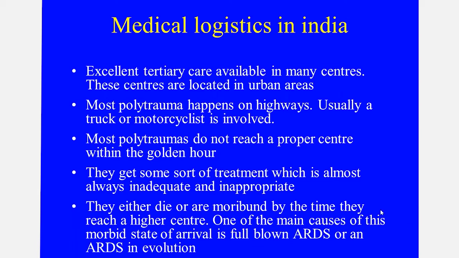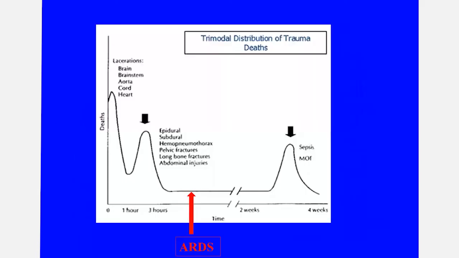But most of the polytraumas do not reach a proper center within the golden hour. They get some kind of treatment, but very often this treatment is either inadequate or inappropriate. So some of them, if they're very serious, might die or they are moribund by the time they reach a higher center. One of the main causes of this morbid state of arrival is a full-blown ARDS or an ARDS in evolution.